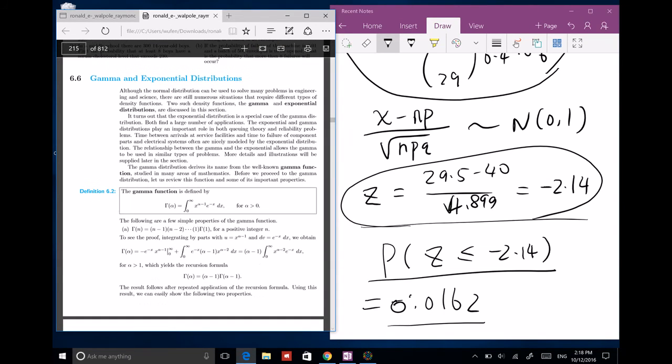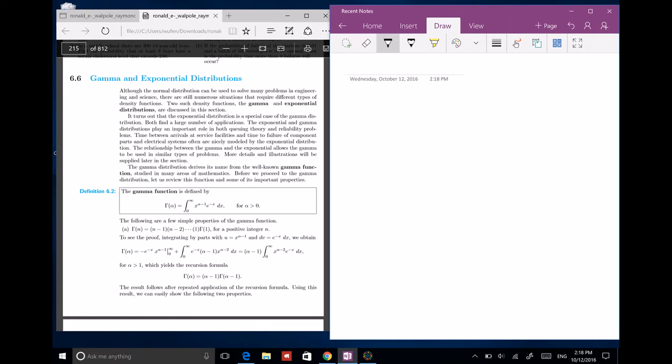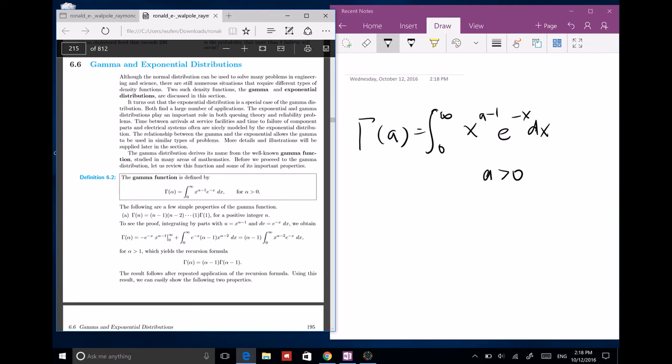Next is 6.6, the gamma distribution. It gives a gamma distribution. What is a gamma distribution? The gamma function is given as the integral from 0 to infinity of x to the alpha minus 1 times e to the negative x dx, for alpha bigger than 0.